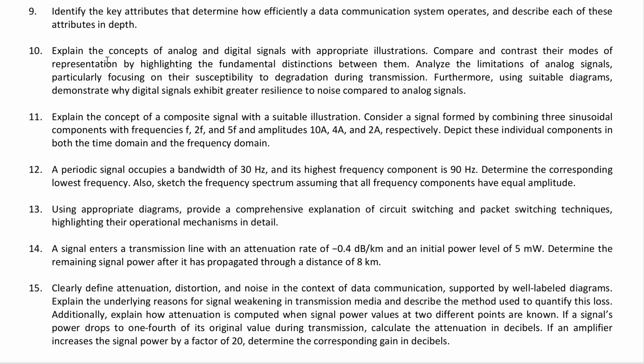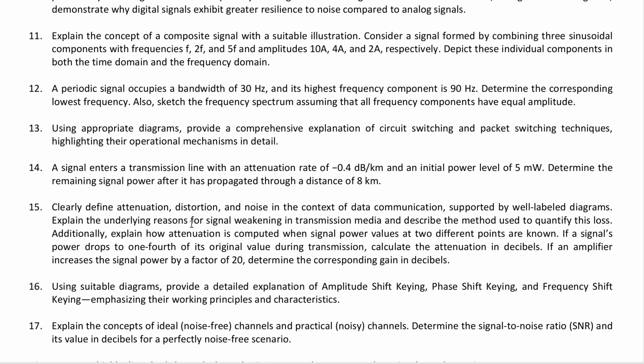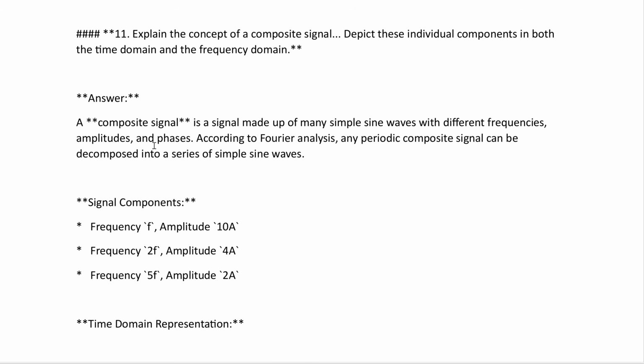Now we come to the next question, that is question number 11. Question number 11 says: explain the concept of a composite signal with a suitable illustration. Consider a signal formed by combining three sinusoidal components with frequencies f, 2f, 5f and amplitudes 10a, 4a, 2a respectively. Depict these individual components in both the time domain and frequency domain.